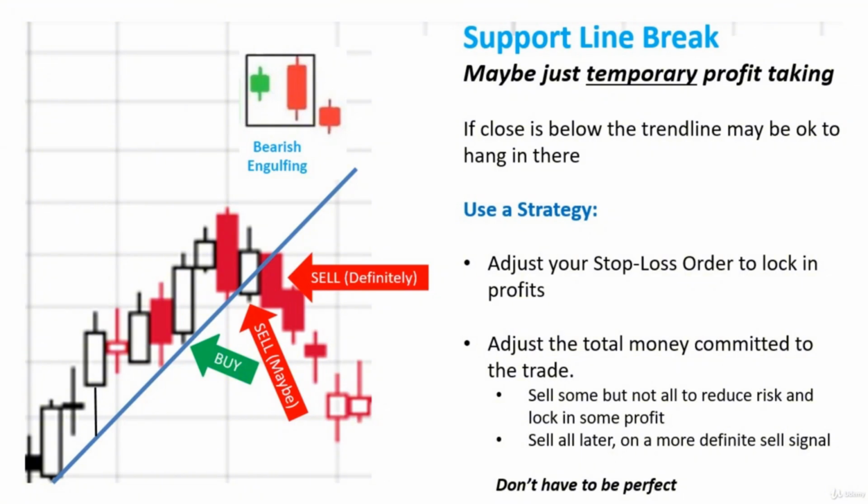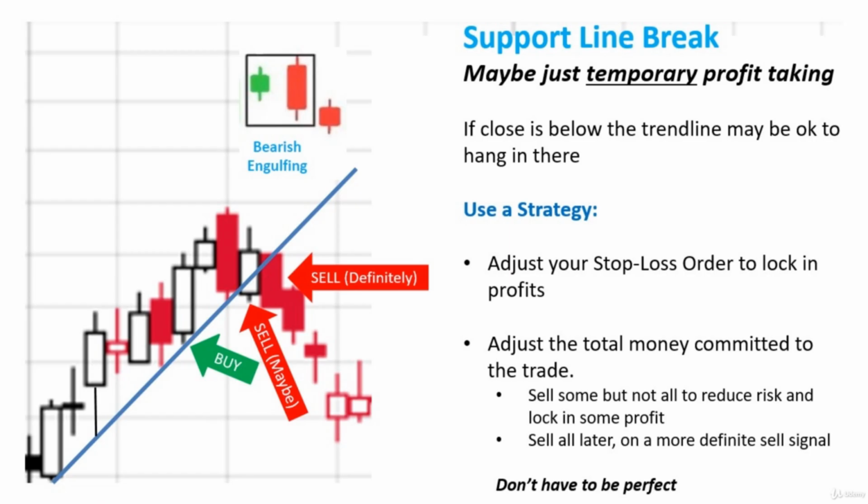The other thing you can do, like in this example, is adjust the total amount of money committed to the trade, right? So let's say we bought in here at a certain amount, and we could say, okay, we're seeing some bearish signs, we're seeing support line breaks. Instead of selling everything, maybe we sell some, but not all of it, to reduce the risk and lock in some profit. And then we can sell all of it later on as we get a more definite sell signal as it starts to make that turn.